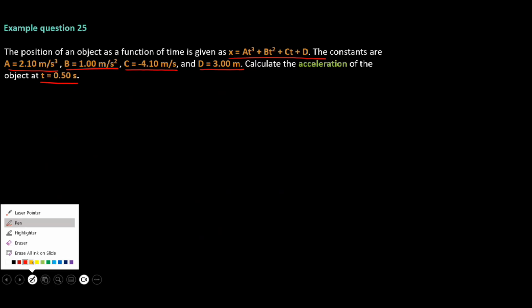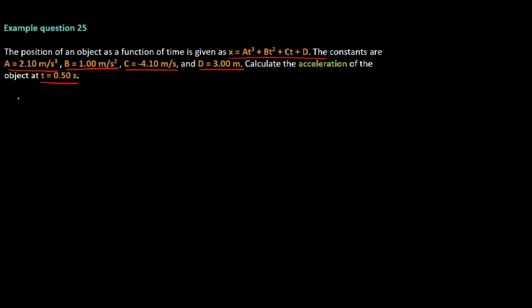So let us first write down our position function x. I write my x to be equal to at cubed plus bt squared plus ct plus d. And then we will substitute the values of the constants given to me. x will be equal to a is 2.10 t cubed, b is 1 t squared, c is negative 4.10 t, and d is just 3. We need to find acceleration at time t equals 0.50 seconds.